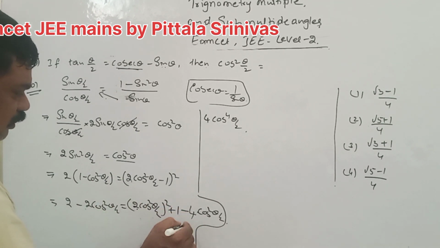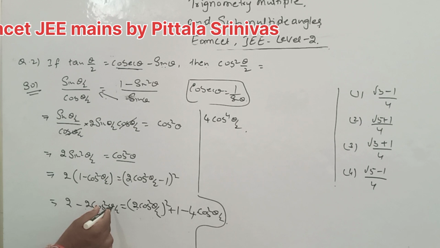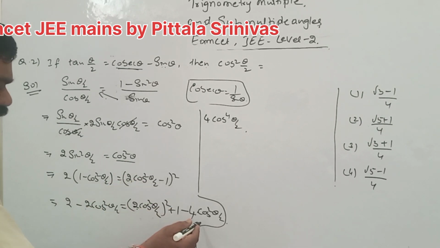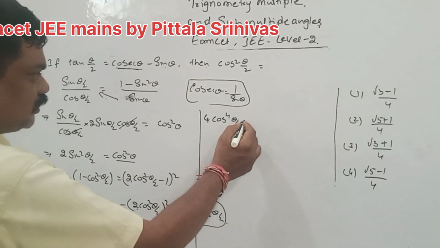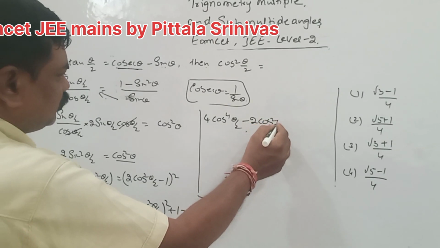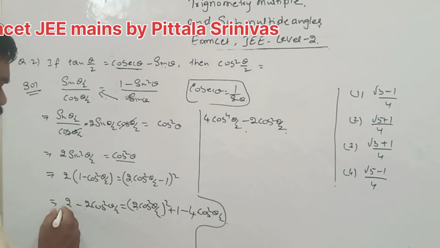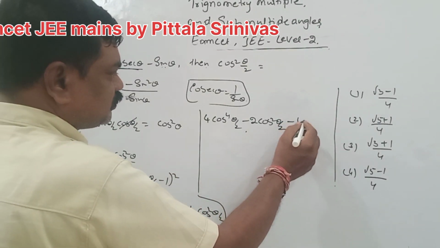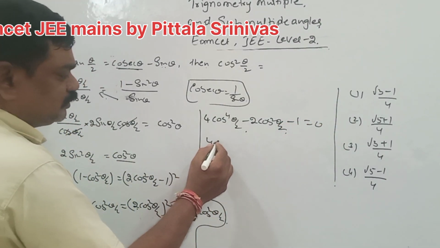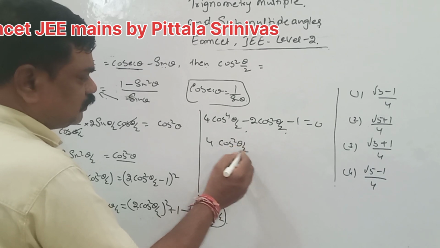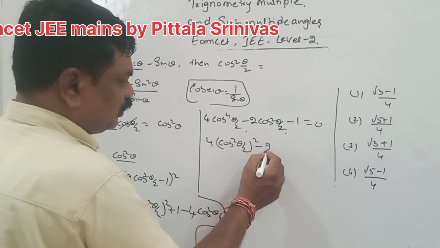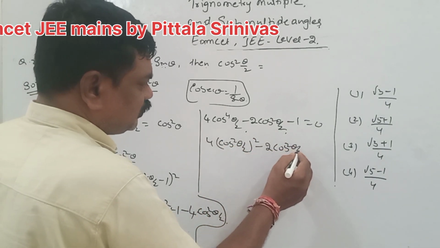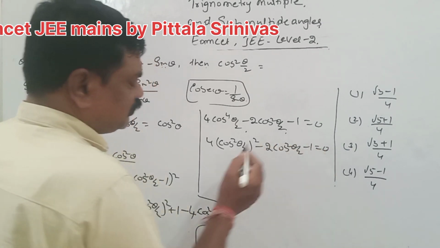You can write it in the form of a quadratic equation. This is 4 into cos power 4 theta by 2, and you take this side 2 cos square theta by 2, since 2 is already there, this is 4, so 2 cos square theta by 2 positive. So minus 2 cos square theta by 2 is there, and you take 1 to this side: 1 minus 2, minus 1 equal to 0. So this is 4 into (cos square theta by 2) whole square minus 2 into cos square theta by 2 minus 1 equal to 0.